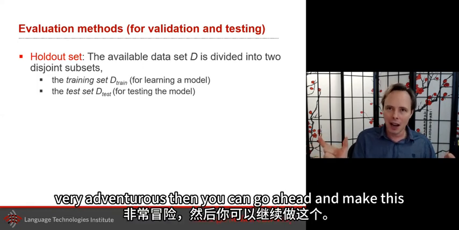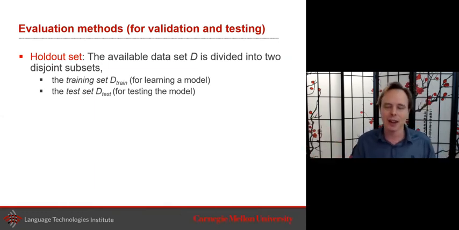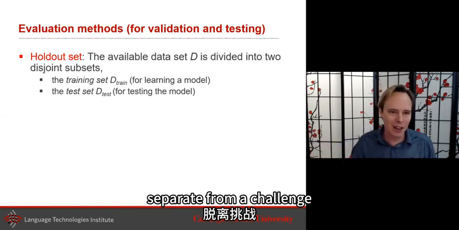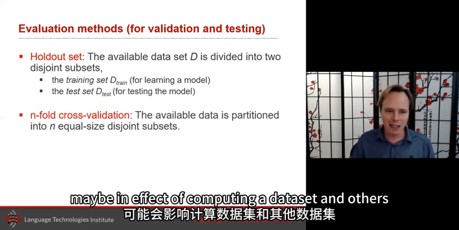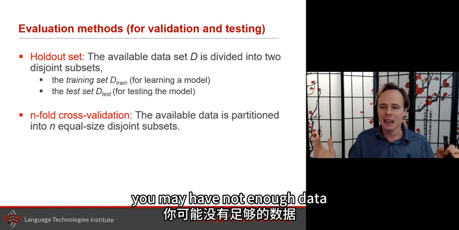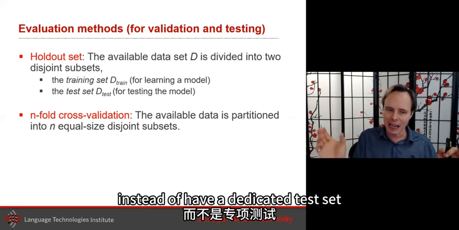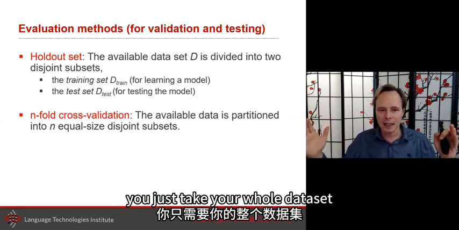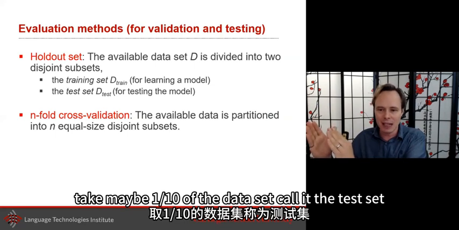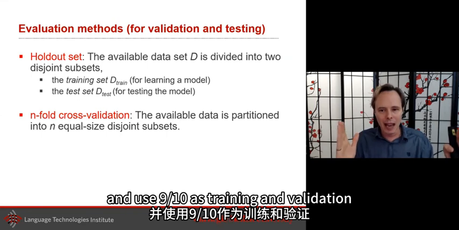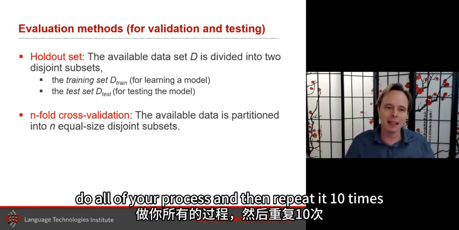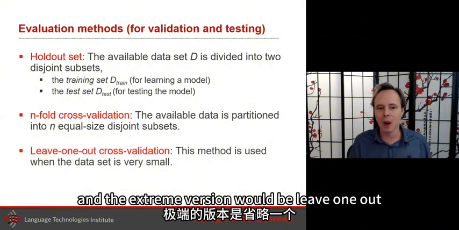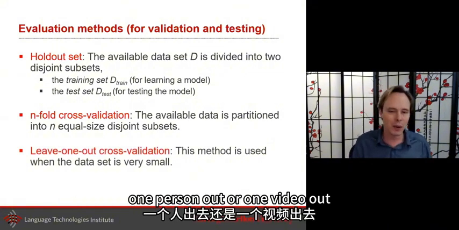If you want to be very adventurous, then you can go ahead and make this a test set separate from a challenge. But for some of you, maybe in affective computing data sets and others, you may not have enough data. And what you will do is then, instead of having a dedicated test set, you just take your whole data set, take maybe 1/10 of the data set, call it the test set, and use 9/10 as training and validation, do all of your process, and then repeat it 10 times. And the extreme version would be leave one out, like leave one person out or one video out.